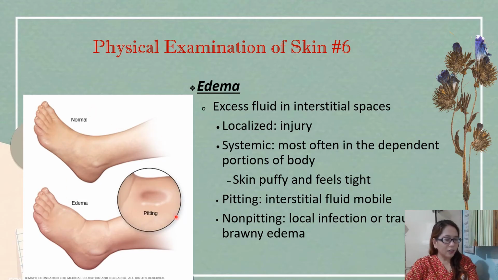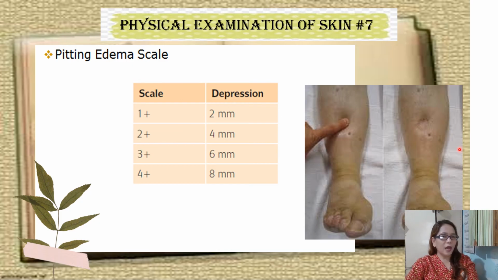So you can see here the example, no? This is the normal skin. Ito yung may edema na namamaga siya. Pitting edema, when you press your fingers on that area, makikita mo yung marka. So this is how you will check the pitting edema scale. 1 plus kapag yung depression is 2 mm, 2 plus kapag 4 mm, 3 plus kapag 6 mm yung depression, 4 plus kapag 8 mm yung depression.